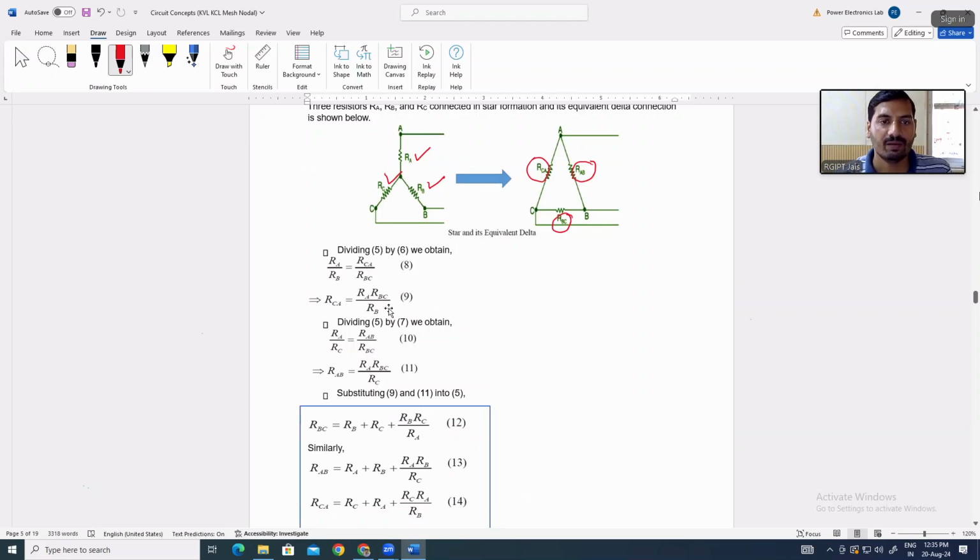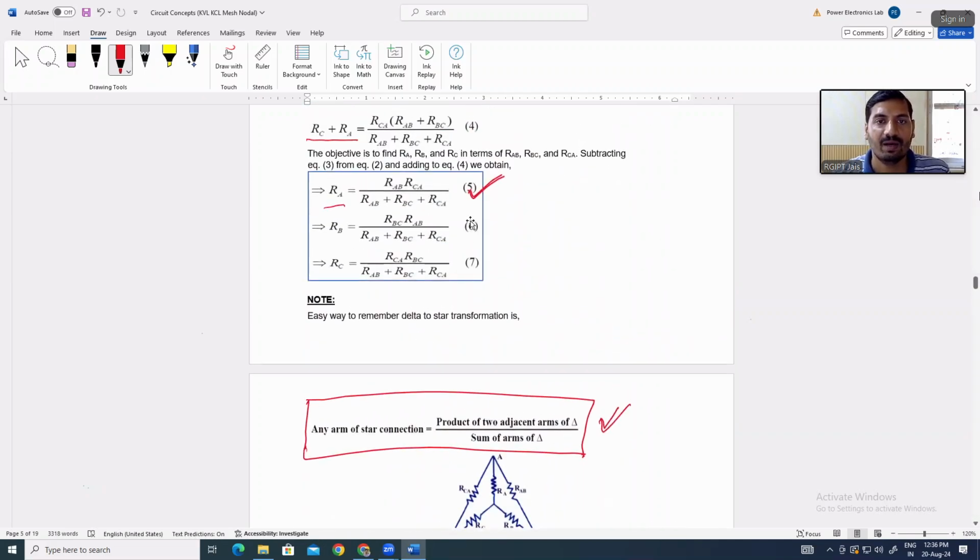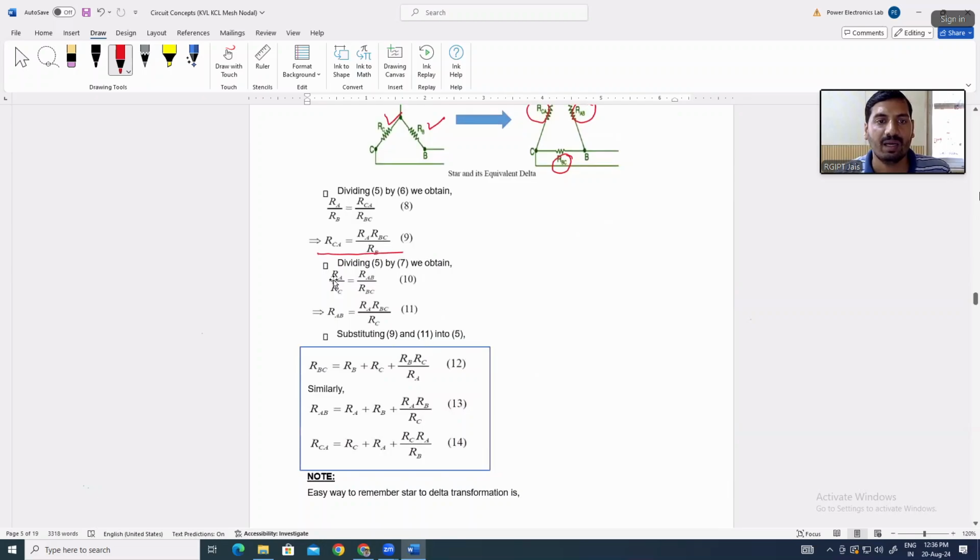RA upon RB is equal to RCA upon RBC. So we can write for RCA, RCA can be written as RA RBC divided by RB. Okay. Similarly, dividing 5 by 7. अब क्या करेंगे, 5 में से 7 को डिवाइड करेंगे। सो RA upon RC हमको मिलेगा, RA upon RC विल बी इक्वल टू, अब यहाँ से RCA कैंसिल आउट हो जाएगा, दोनों में RCA कॉमन है, सो हमको मिलेगा RAB डिवाइडेड बाई RBC। सो RA अपॉन RC इज इक्वल टू RAB डिवाइडेड बाई RBC.